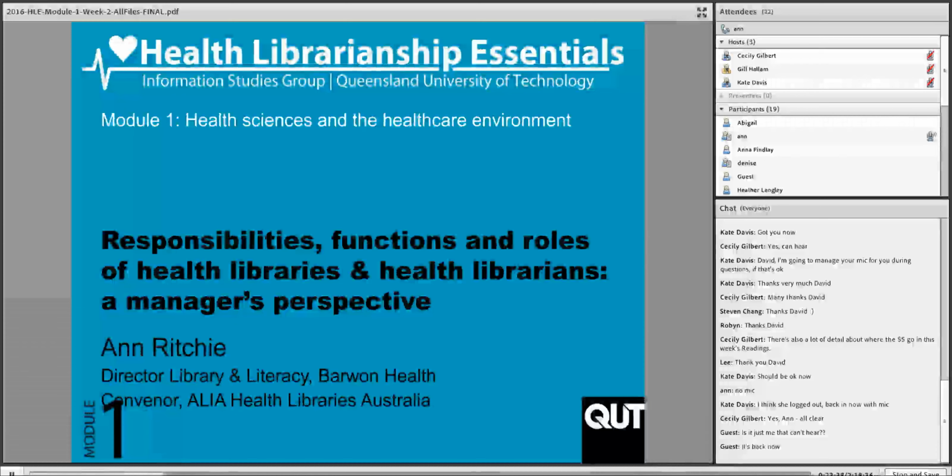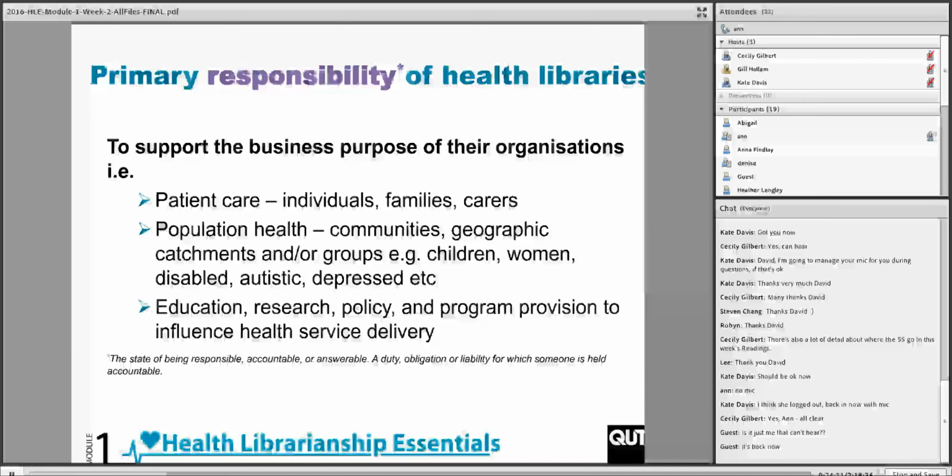For example, the business purpose is about patient care if you're in a hospital, and that's about individuals, families and carers, and increasingly, as I heard Jill just mention, consumers are a new client group for us. So for a lot of hospital libraries, we haven't had anything to do with face-to-face patient information, but now that's increasingly going to be the case. Some health organisations have focused more on population health, and you'd be looking at whole communities or geographic catchment areas or groups.